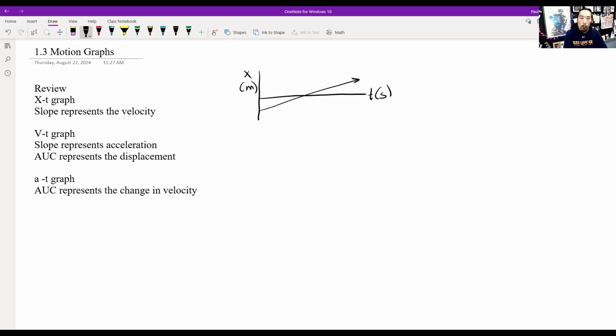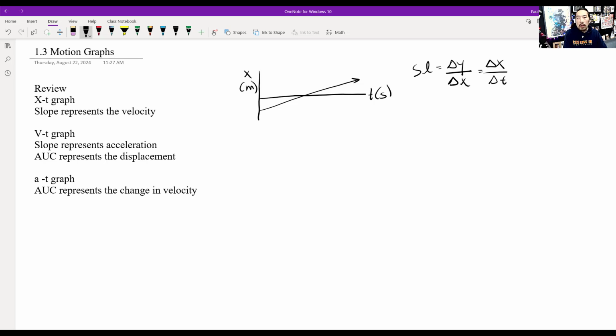The way that we find slope, right? Slope is equal to the change in the y-axis divided by the change in the x-axis. So the change in the y-axis is delta x over the change in the x-axis, which is delta t.